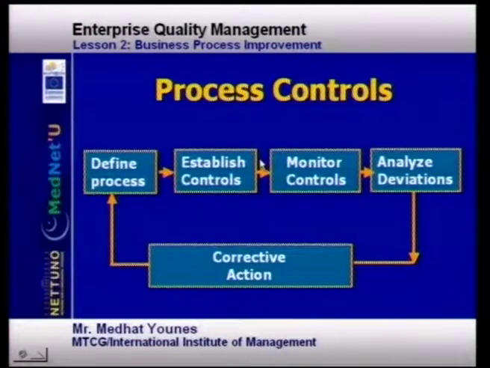For example, let's evaluate the sales process. Let's say there is a 20% variation in the defined established controls or the defined performance standards. The sales manager will have to analyze the cause and effect that led to this deviation and take corrective actions.